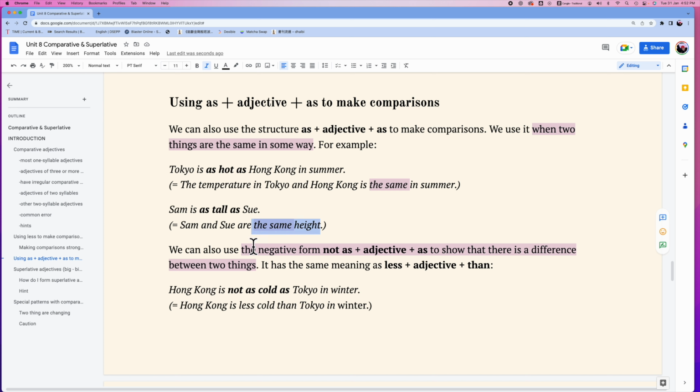If there is a difference between two things, the negative form, not as plus adjective plus as, can be used to express this. For example, Hong Kong is not as cold as Tokyo in winter means that Hong Kong is less cold than Tokyo during the winter. This structure is equivalent to less plus adjective plus than. Thus, not as plus adjective plus as is another way to express comparisons between two things in a clear and concise manner. Very nice. It's time to talk about superlative.